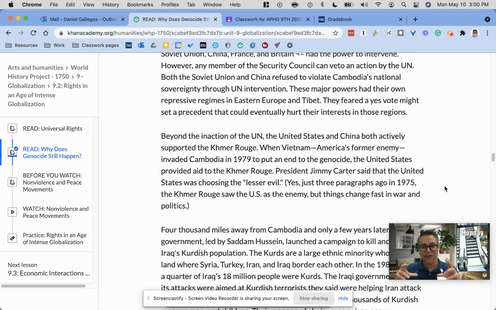And then I love how the narrators put this paragraph. They say, in parentheses, yes, just 3 paragraphs ago in 1975, the Khmer Rouge saw the US as the enemy, but things change fast in war and in politics. So just to give you a recap here, guys, initially the Khmer Rouge was against the US, but by 1979, just 4 years later, they were willing to help the US.